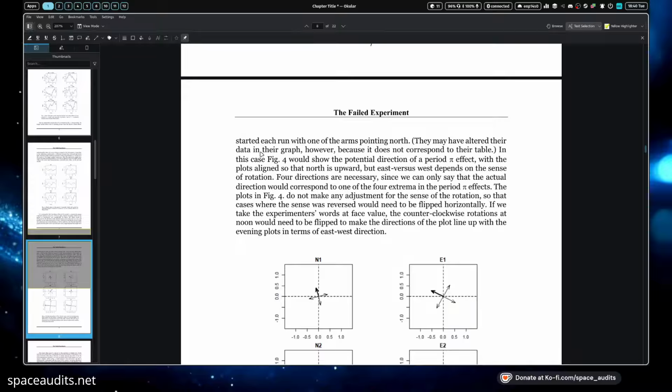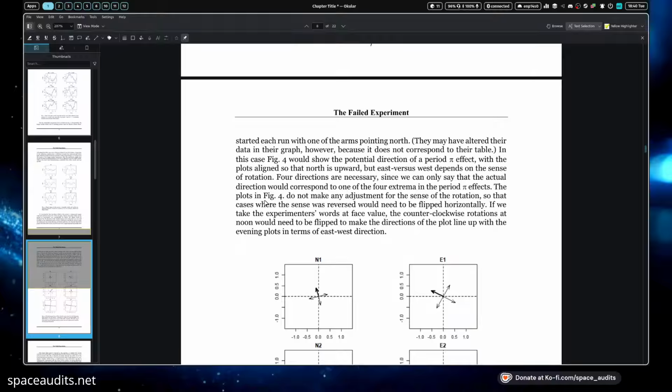Then they may have altered their data in the graph, however, because it does not correspond to their data table. In this case, figure 4 would show the potential direction of a period of pi effect, which the plots align so that the north is upward, but the east versus west depends on the sense of rotation. Four directions are necessary since we can only say that the actual directions would correspond to the 4 extrema of the period pi effects.